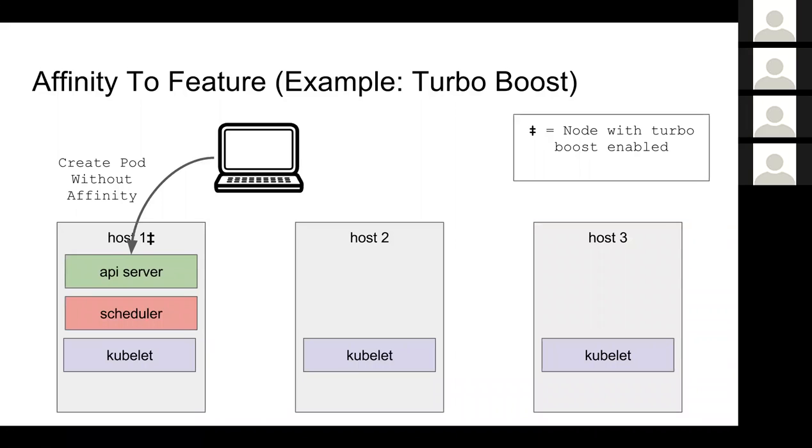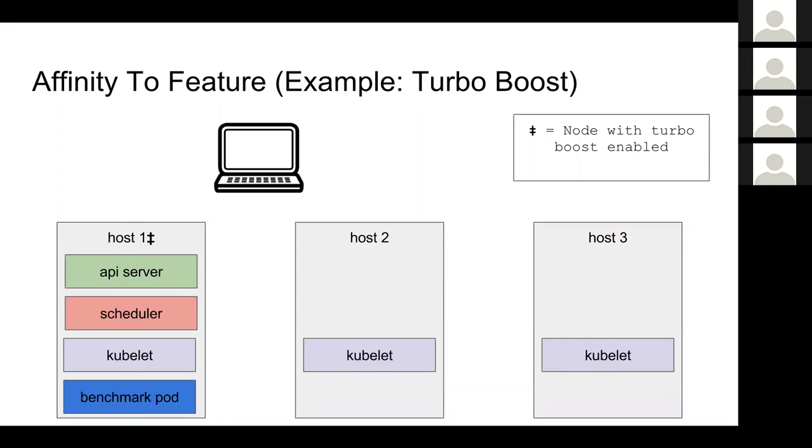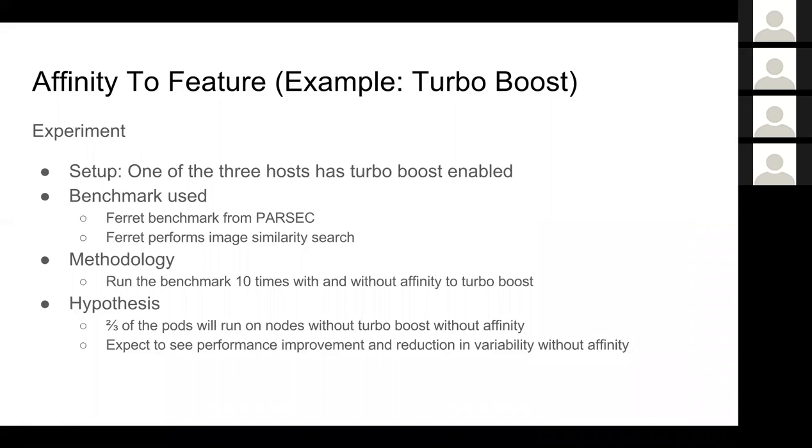Just to recap, we'll create a pod without affinity, and it can land on all 3 hosts. But when I create a pod with affinity, it will land on only one host, where Turbo Boost is enabled. This is again the experimental setup.